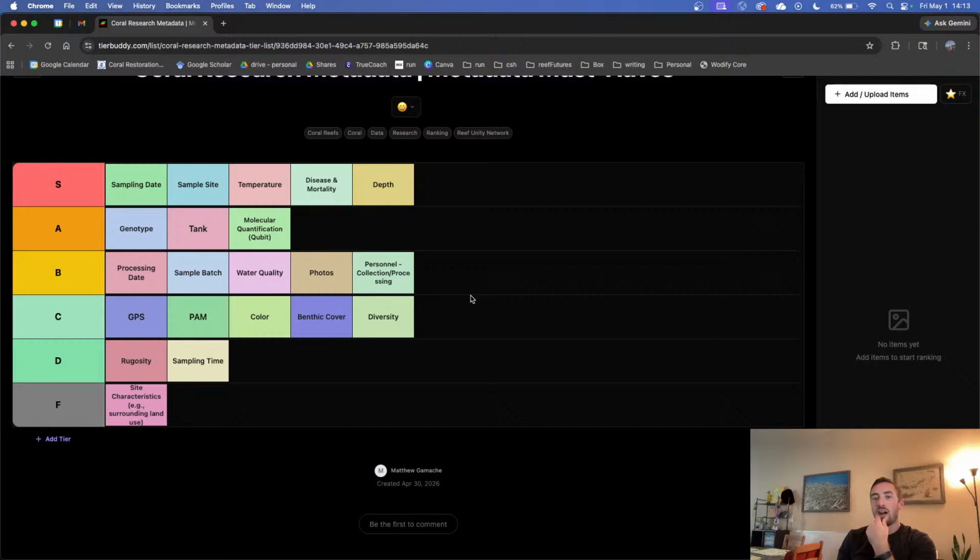Photos, do I want... Oh my god, I'm going through a full reverse. Do I want to move photos to C tier? Is that bad? The one thing I wanted to talk about with this was photos. I put it in S tier and now we moved it to B. Murph agrees that sampling date should go to A. Well, I can't really argue with Murphy, can I?